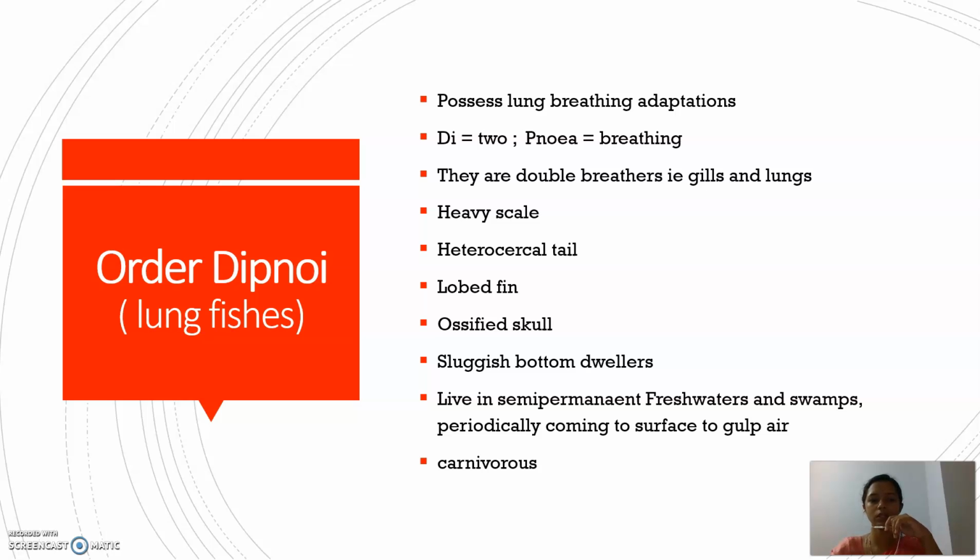Now coming to the second order Dipnoi, which includes lungfishes. The name Dipnoi: di means two and pnoi means breathing, referring to their two types of breathing ability. They are double breathers, that is they breathe through gills and lungs. They possess lung breathing adaptations and they have heavy scales, a heterocercal tail, lobed fins, an ossified skull, and they are sluggish bottom dwellers. They live in semi-permanent freshwater swamps, periodically coming to the surface to gulp air. They are carnivorous.